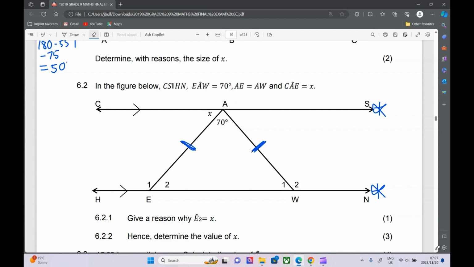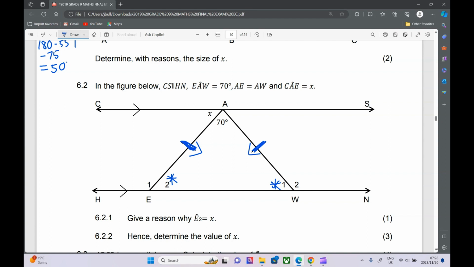The important thing now is whenever they tell us that two lines like this are equal, that usually means they're also telling us, they want us to know that these angles, so I always think of these as little arrows, so these angles here are also equal. Okay, so we can say those are equal. We might need that, we're going to just see. What we can see here is they say, first of all, give a reason why E2 is equal to X.